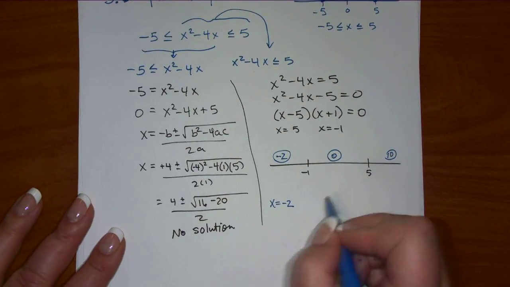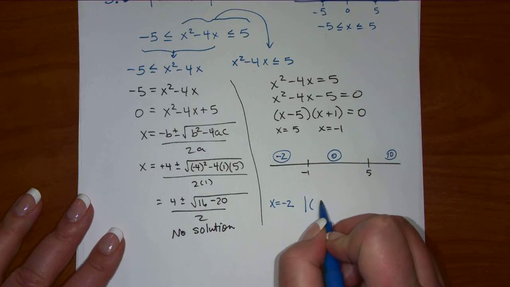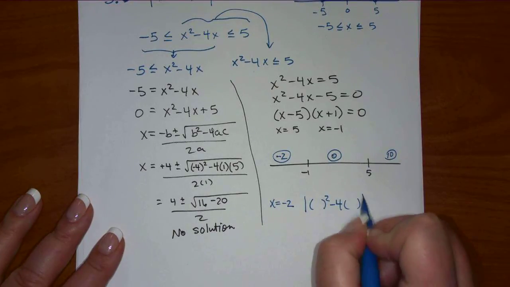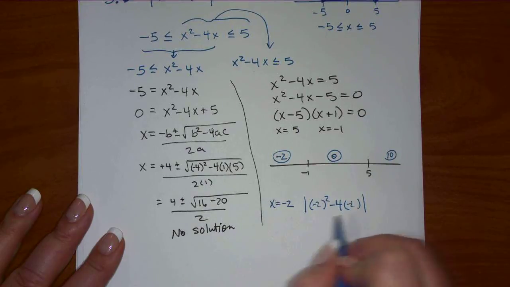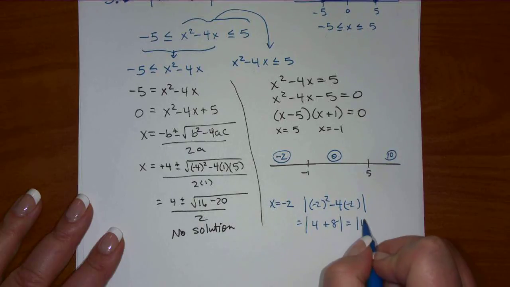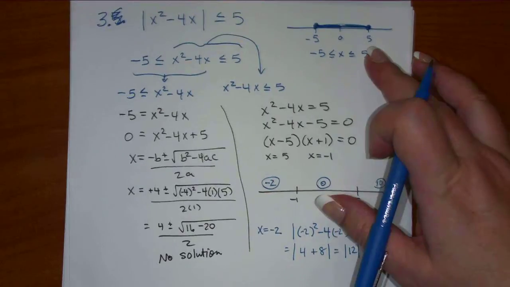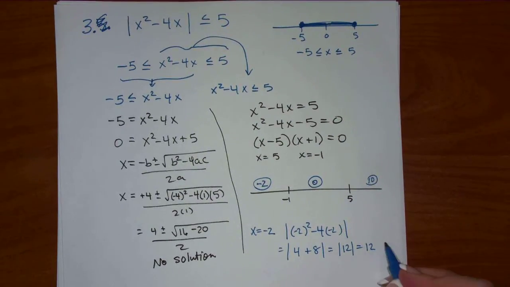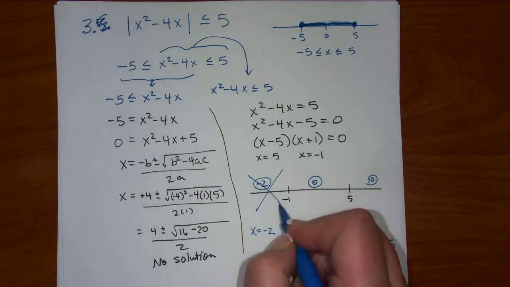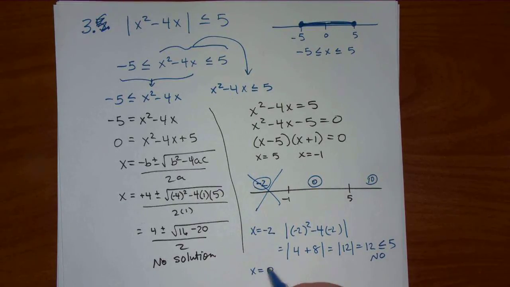The original. So the original was x squared minus 4x. So 4 plus 8 is 12. And what do we want it to be? Less than 5. So is this less than 5? No. 0. Zero minus 0 is 0. Is 0 less than 5? Yes.